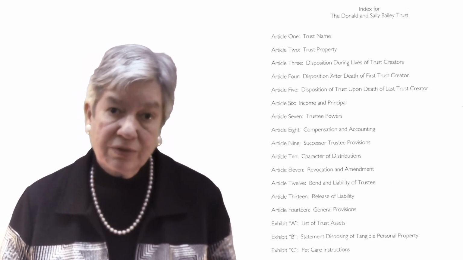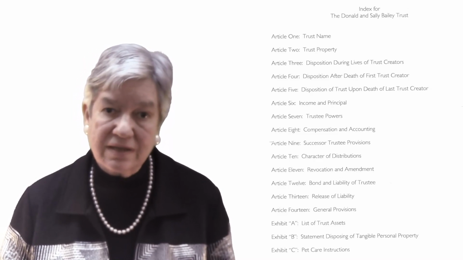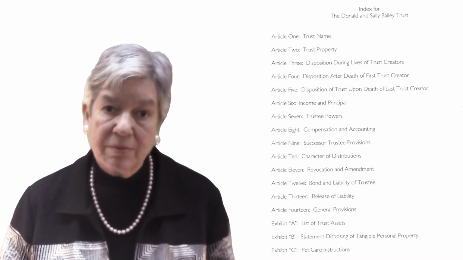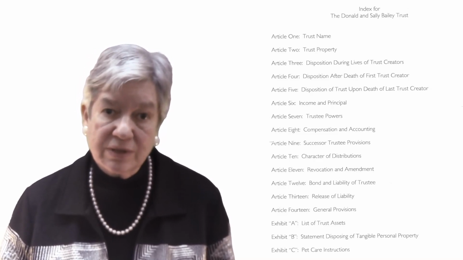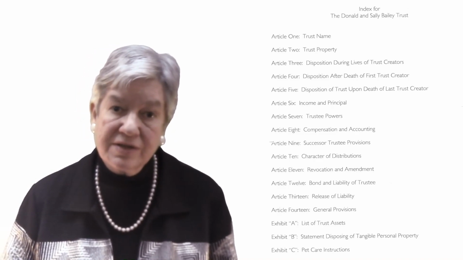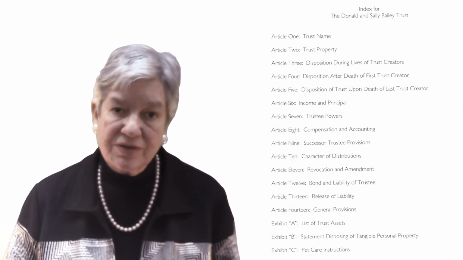Article 9 is important. This is who's the successor trustee. This means you are probably the original trustee, but who are the people that come behind you, and what order of sequence do they serve? Article 10 is an important article. This says that we call it character distribution.